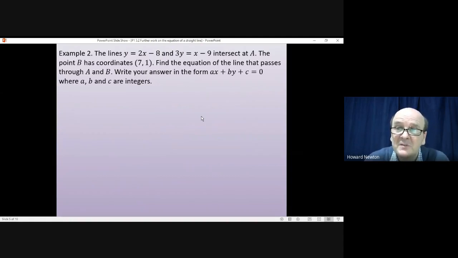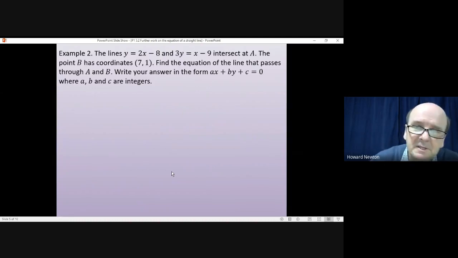Find the equation of the line that passes through A and B, and then write your answer in the same form as the last question: ax plus by plus c equals 0, where a, b, and c are integers. Now, we know one point that the line goes through. We need to calculate the coordinates of the point A, and we'll do that by solving these two equations simultaneously. I'll let you have a go at doing that and completing the question. Pause the video, come back to me when you're ready.